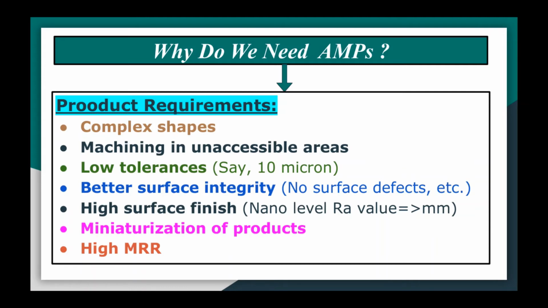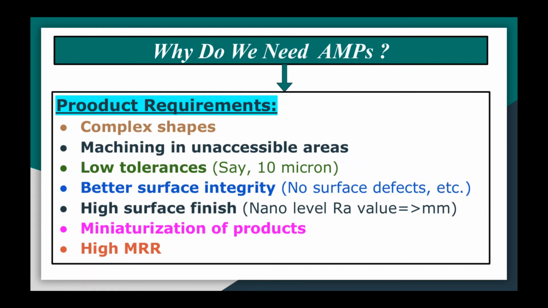Sometimes you need better surface integrity. This is very important to understand. The surface integrity means the surface after machining should not have any defect, maybe micro cracks or poor surface finish or heat affected zone kind of things should not be there, otherwise it may get rejected during the inspection. So for better surface integrity we require advanced machining processes.